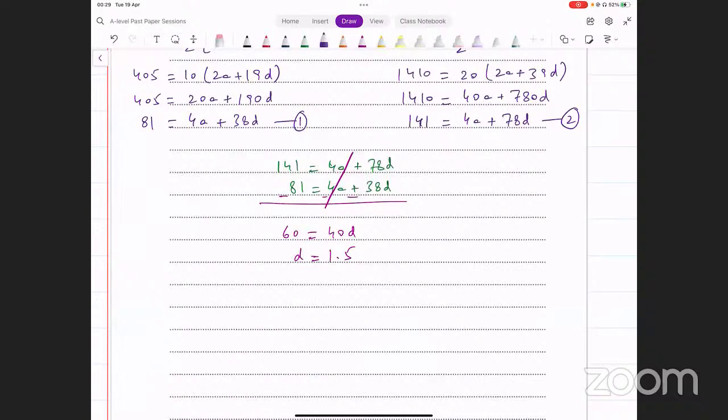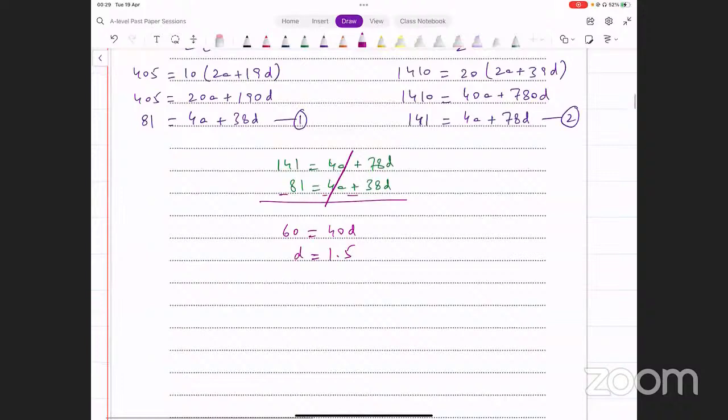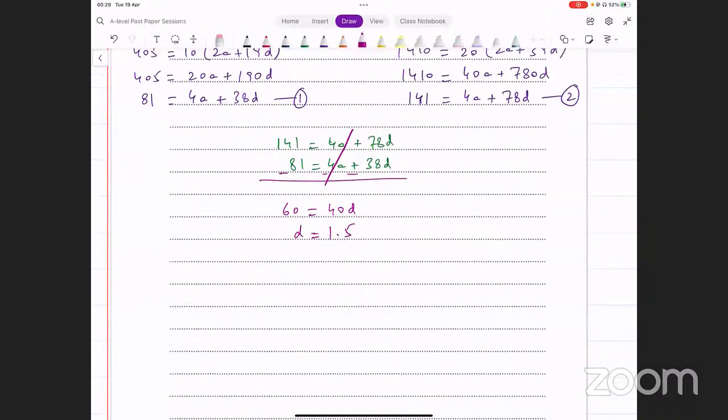This is d. अब किसी भी equation में input कर दें, you'll find the corresponding value for a. First में input कर देते हैं. 81 = 4 times a + 38 into 1.5. You can solve this and find the value of a from this. Now I'm just going to do this here. (81 - 38 into 1.5) divided by 4, and that's 6. A turns out to be 6 for me. A की value मेरे पास 6 आ गई.